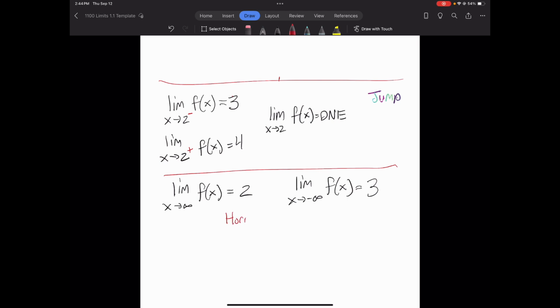You can also call this horizontal asymptotes because your graph is approaching a finite value as I let it go off to infinity. This isn't always going to be the case. There's plenty of functions where if you let x get infinitely large, the y value also gets infinitely large. So this isn't always the case, but some functions will have these horizontal asymptotes and have end behavior that I can look at with limits.